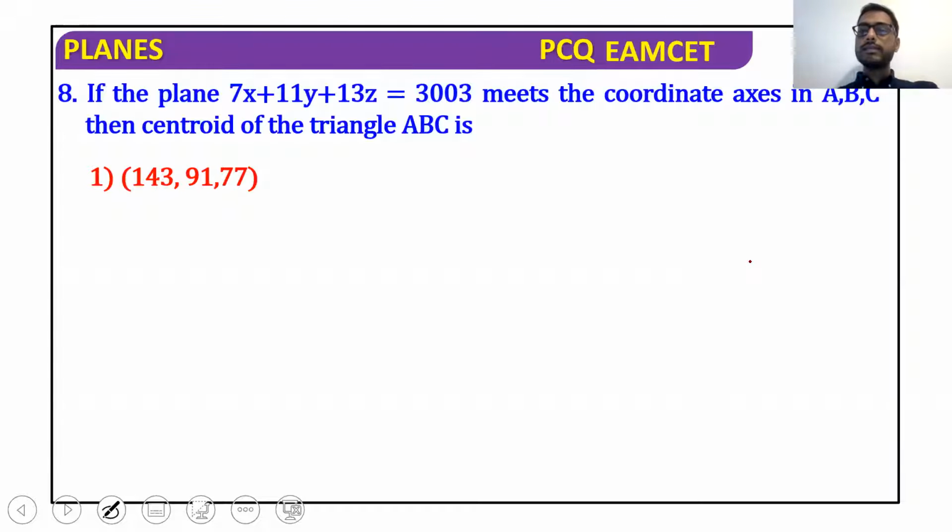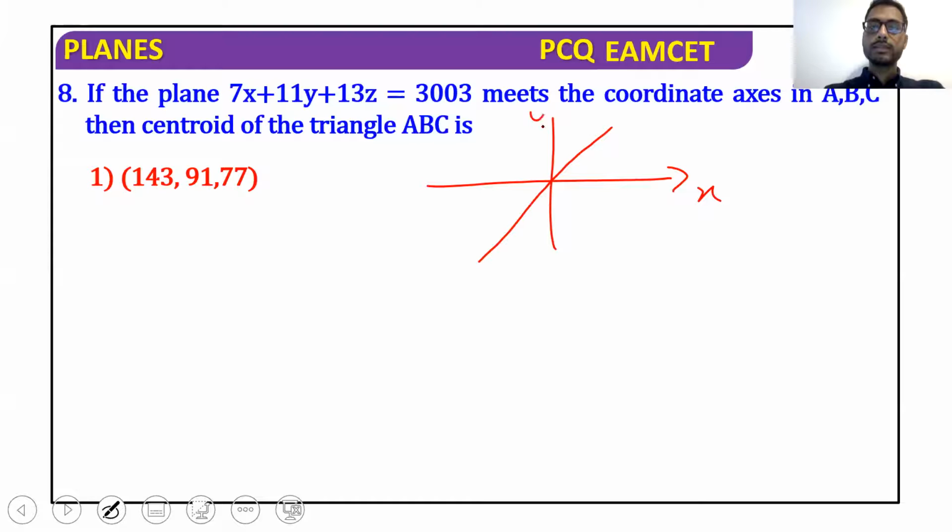If the plane meets the coordinate axis in A, B, C, then centroid of the triangle is equal to question mark. Again, if this is your x-axis, this is your y-axis, this is your z-axis, a plane meets on x-axis at A, on y-axis at B, and on z-axis at C. So this is your plane. I have to find the centroid of the triangle ABC.